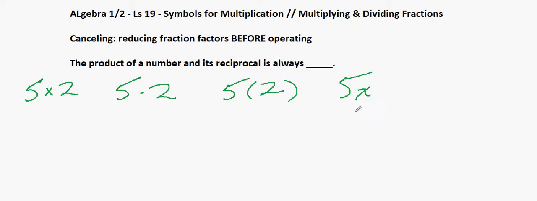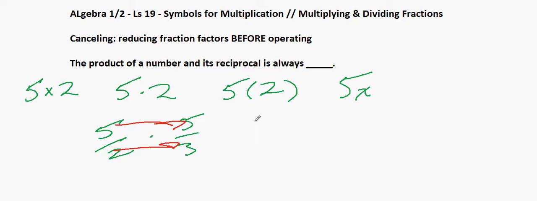Multiplying fractions means taking the numerator across and the denominator across, right? It's not finding common denominators like in addition. You multiply them across to get 25 over 6 or whatever. Okay?